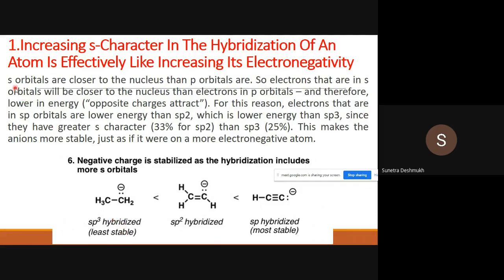So why is that so? The s orbitals are closer to the nucleus, so I have told you that if there is more s character, that carbanion is more stable. In the sp hybridized carbanion, the percentage of s character is 50% and the percentage of p character is 50%. That's why that one is more stable. So here is the answer: the s orbitals are closer to the nucleus than the p orbitals. Now I am telling you why, if the percentage of s character increases, the stability of the carbanion increases.